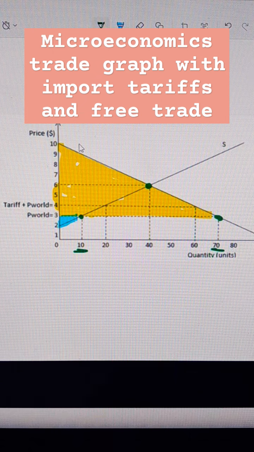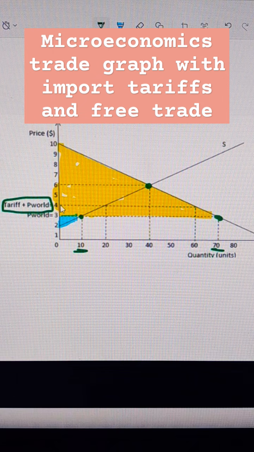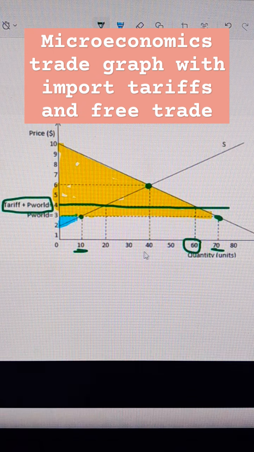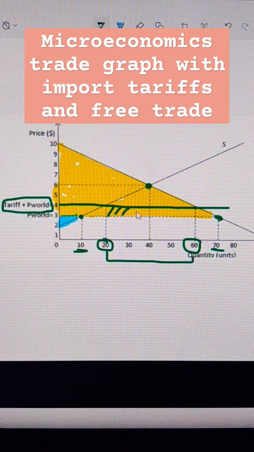Then, if the country decides to put this $1 tariff, which we're told is $1, but it's also the difference between the price with the tariff versus the price without the tariff, just follow this over here. And so now the consumers are going to buy 10 less units. The domestic suppliers are going to supply 20, so now they're only going to import 40 units. This right here is going to be the government tax revenue. So the government is going to collect that $1 tax on those 40 units.